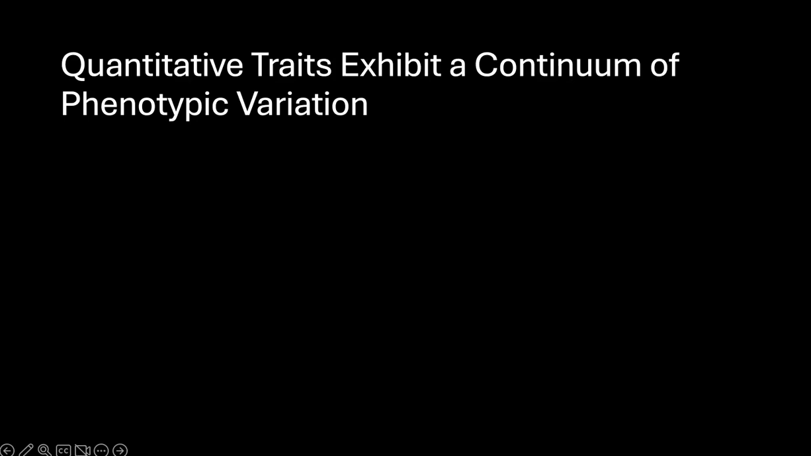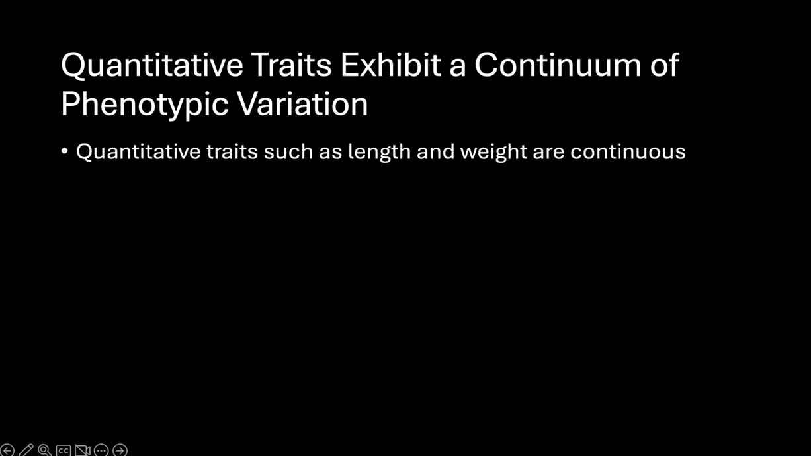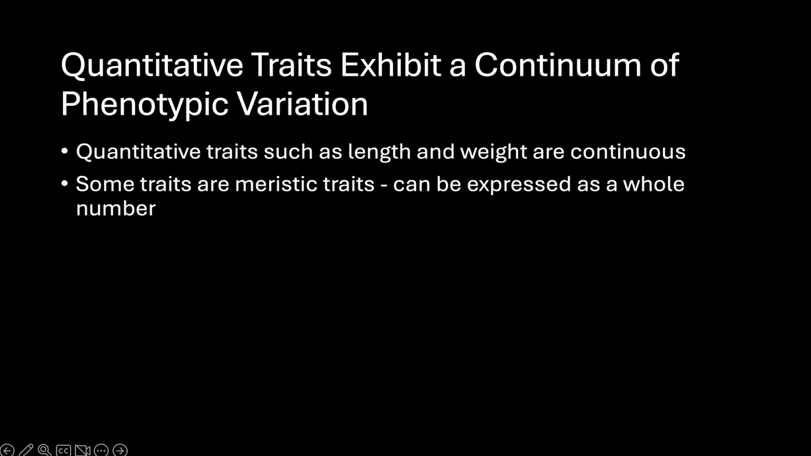The multiple influences on quantitative traits means that they tend to exhibit a continuum of phenotypes. These include traits such as length, height, and weight, which are termed continuous traits. Some quantitative traits are not continuous and are considered meristic or discrete.